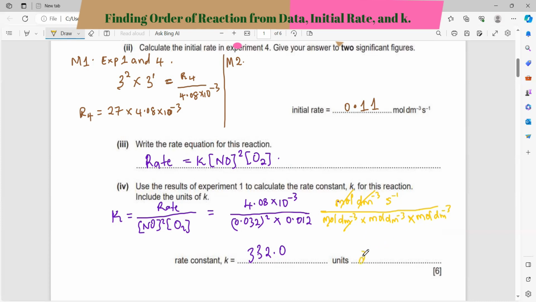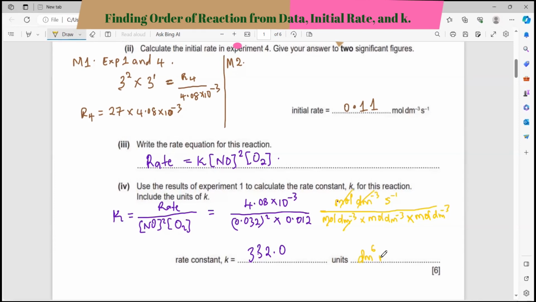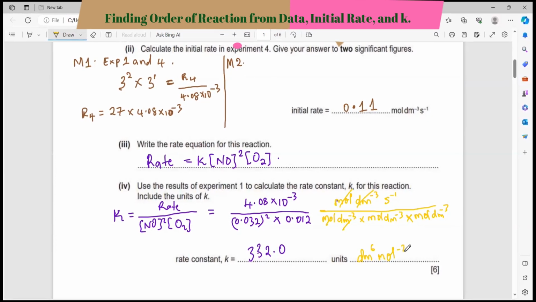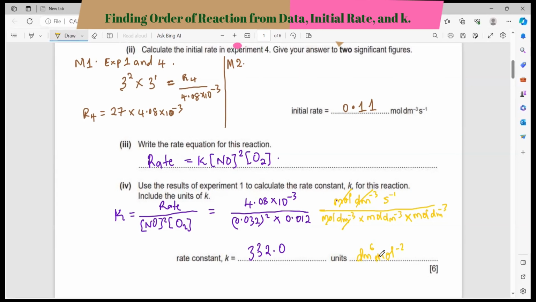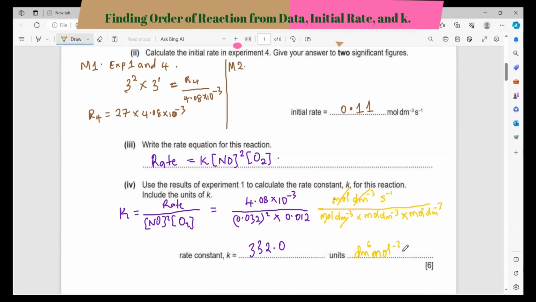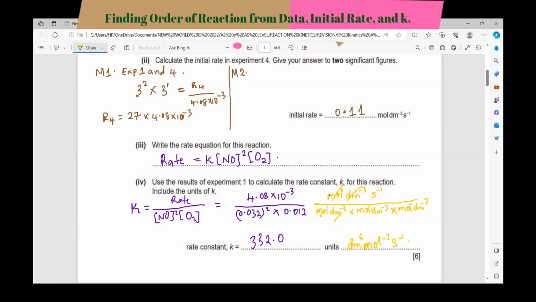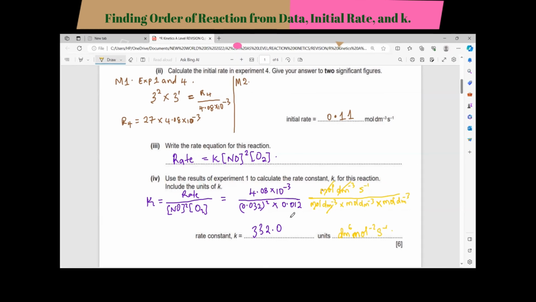Right. So you have dm cube 6. It's dm cube 6, please. It's not 9. You add the powers. Remember lots of indices. You add the powers per mole. Okay. Per mole square. Remember there are 2 moles there. And finally your per second. That's it. So that's a unit.